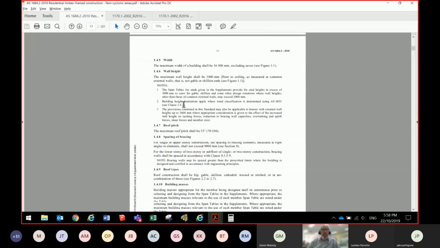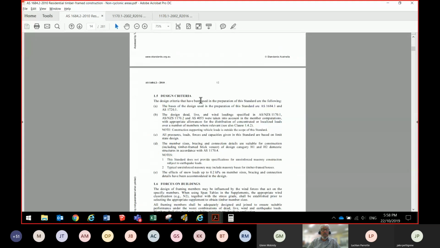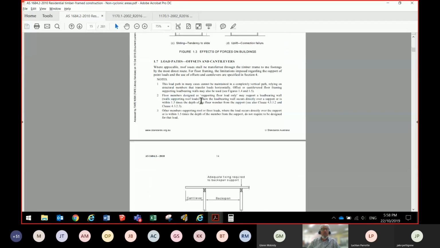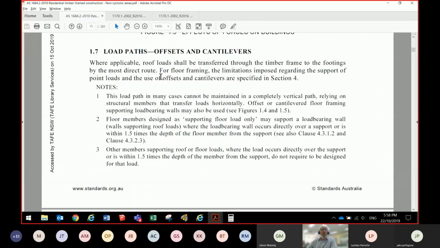Just bring that back down so we can see that. This is at the beginning of the Australian Standard 1684, which you should all become pretty familiar with as we go through this. So it says here, load paths, offsets and cantilevers. Where applicable, roof loads shall be transferred through the timber frame to the footings by the most direct route.